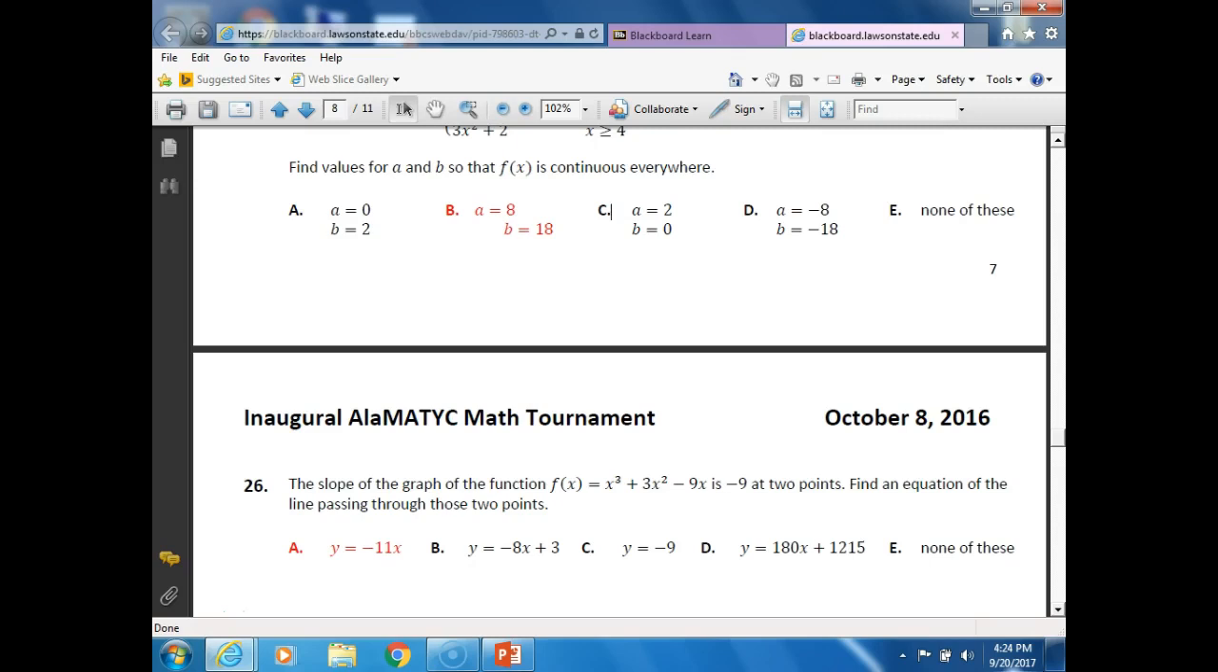Find an equation of a line passing through the 2 points. Wait. I misread the problem. The slope of the graph of a function is negative 9 at 2 points. Oh! You're right. I did it the first time. The slope of the graph of a function that is negative 9 at 2 points, and we found those 2 points. Find an equation of the line passing through those 2 points. Yeah, you're right. We had that the first time. I misread the problem. Sorry about that.